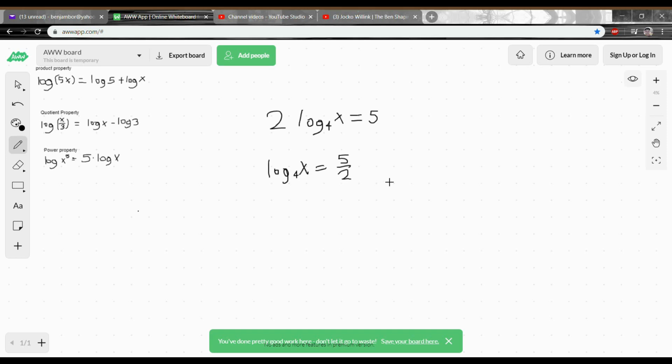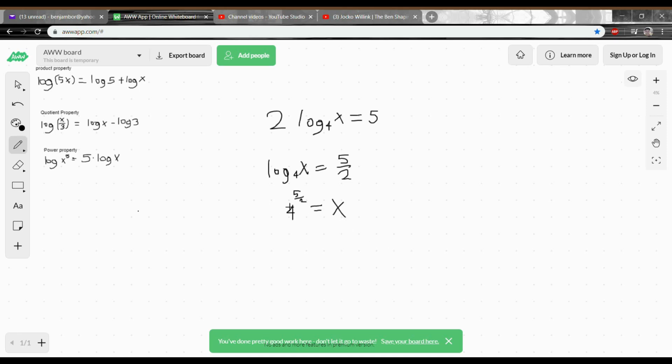And now that we're here, where do we want to go? Well, we have a logarithm on one side only, and the other side, which represents the exponent, is a whole number, a constant, so we don't have a variable involved. We can convert this to exponential form. We're going to have a base of 4, remember, because the base of our logarithm is 4. The exponent is going to be 5 over 2. That's going to equal the other number, which is x.